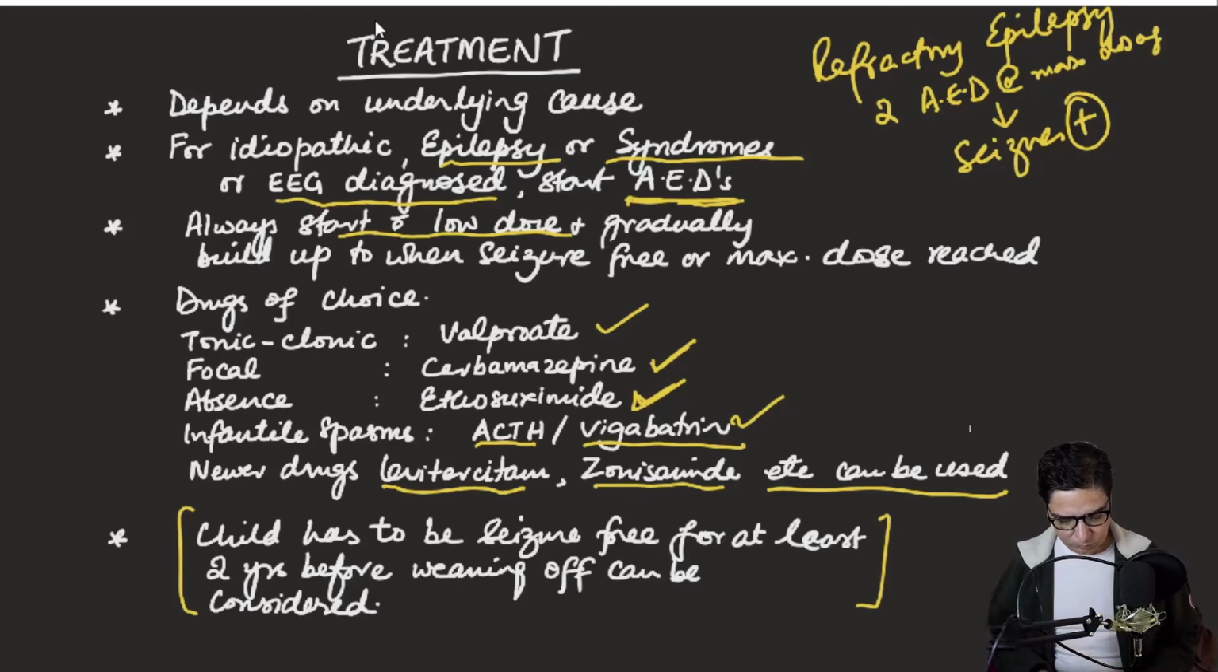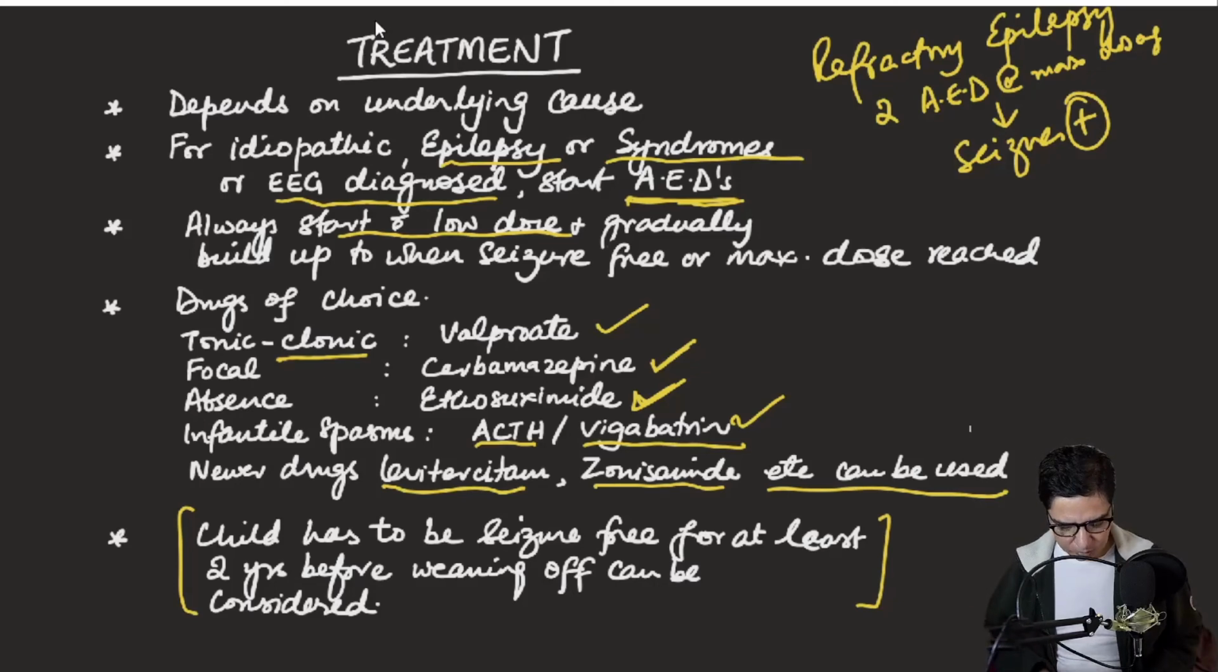Now, the drug of choice for tonic-clonic seizures, because of various reasons, is still sodium valproate. So sodium valproate can be started at a dose of 10 milligram per kg body weight, and you can increase it up to 40 milligram per kg body weight, and it's usually given twice to thrice daily. You have to divide the dosages, but we always start with 10 milligram per kg body weight and slowly and gradually we build it up.